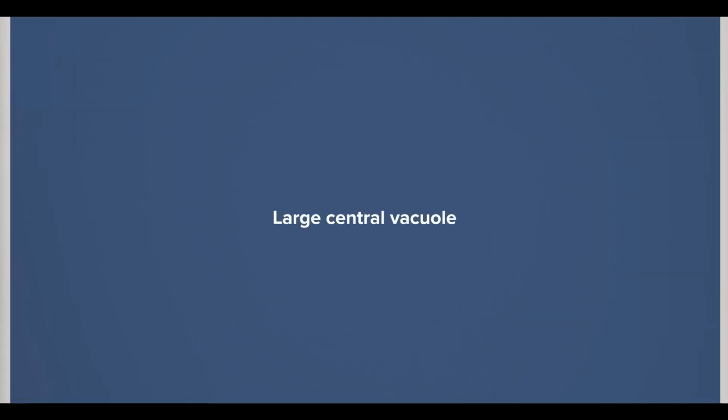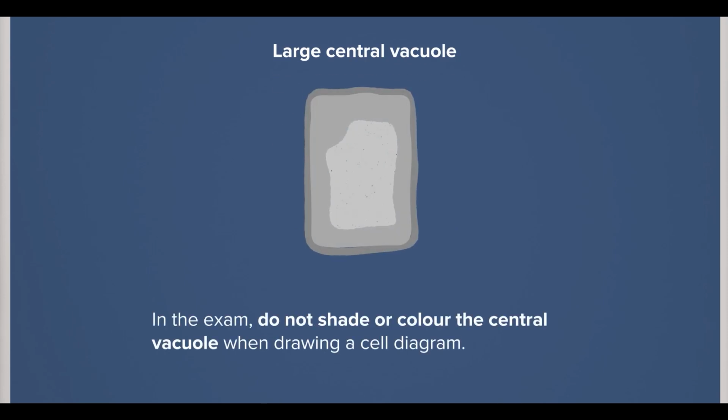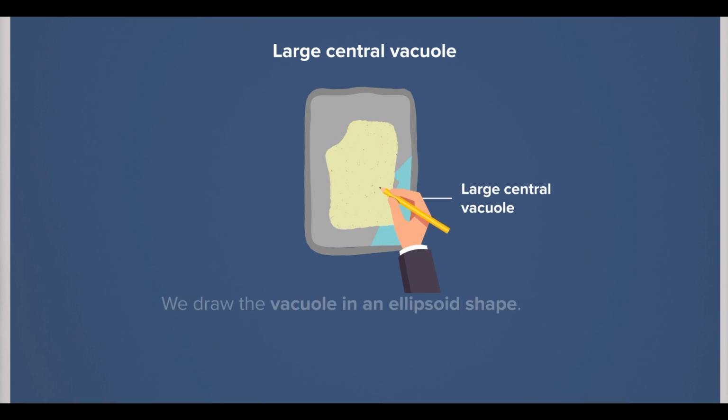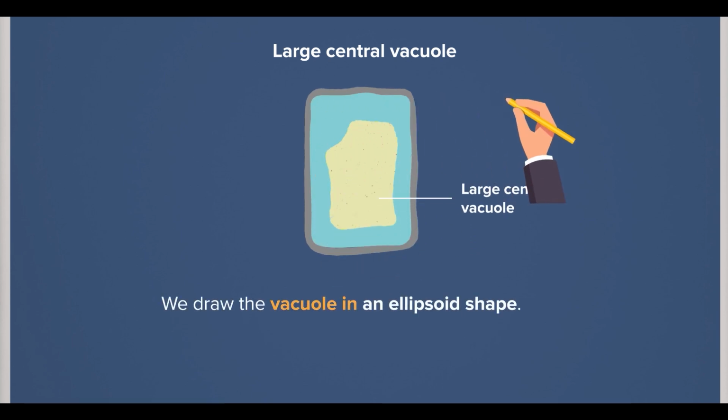Sure. First, a large central vacuole. Remember, in your exam, you should not shade or color the central vacuole when drawing a cell diagram. I'm only coloring it here so that you can see it clearly. Usually, we draw the vacuole in an ellipsoid shape.